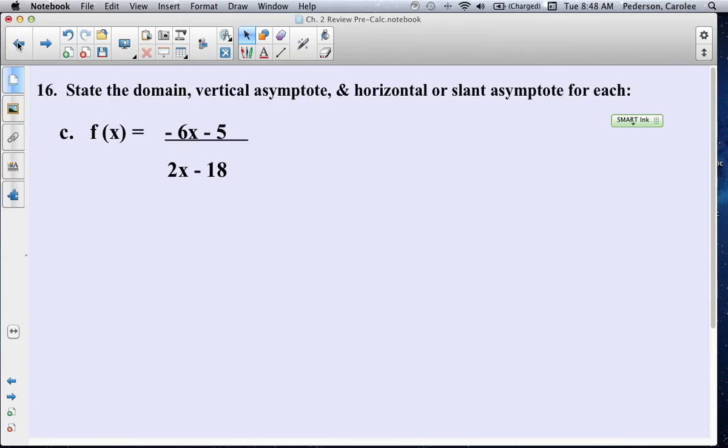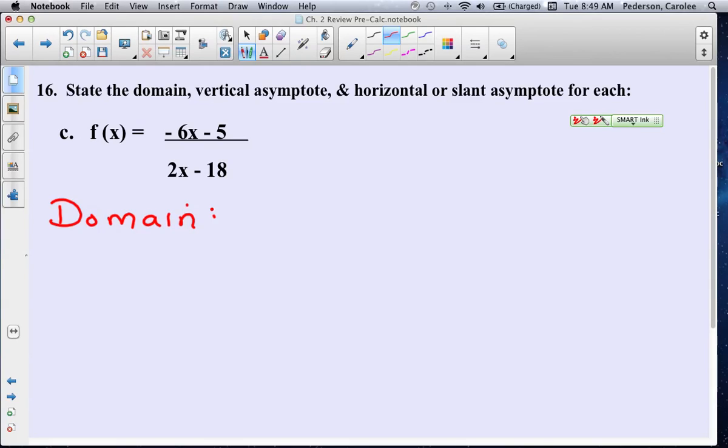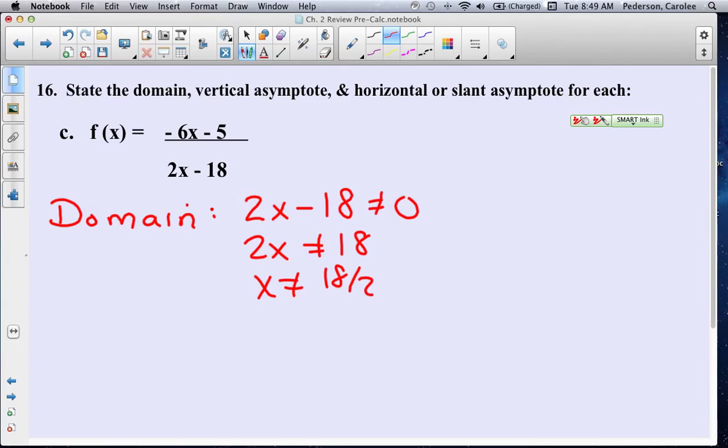Find the domain, vertical asymptote, and horizontal asymptote. So this is a rational function. To find the domain, we look at the denominator and what restrictions there might be. So 2x minus 18 cannot equal 0. We solve that for x: add 18 to both sides, then divide by 2. So x cannot be 9. The domain is all reals except x can't be 9.